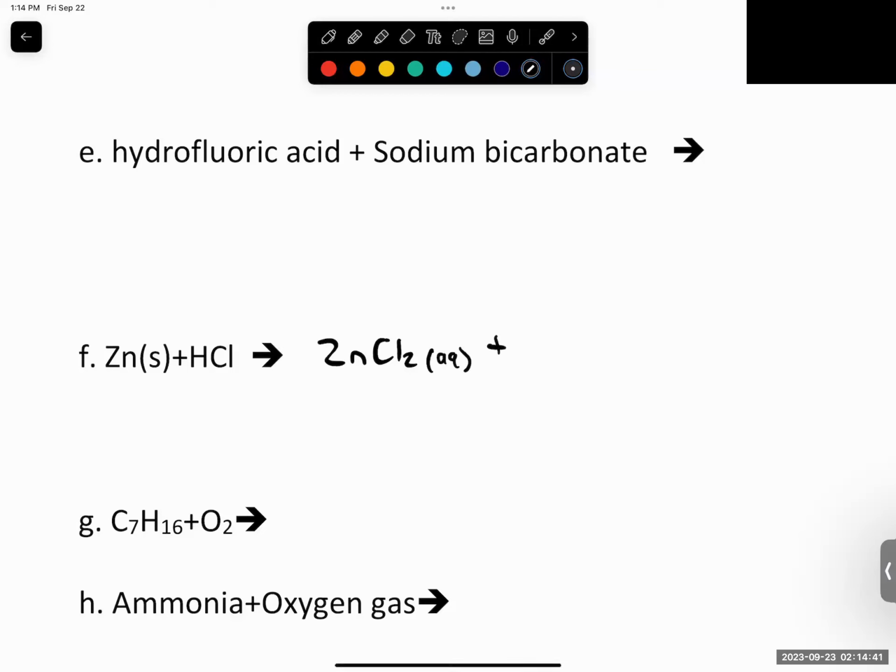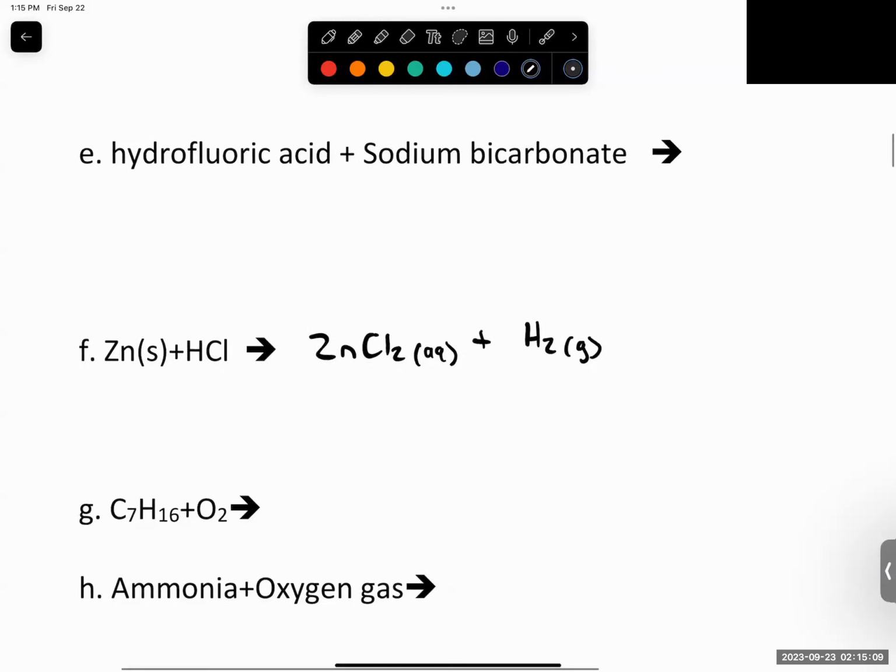And then is that all that's produced? H2, right? So in general, when we have a metal like zinc, which can displace hydrogen, and you would need an activity series to see this, which you will be given if you need it, you produce a salt and then hydrogen gas. So H2 gas flows out of solution into the atmosphere.